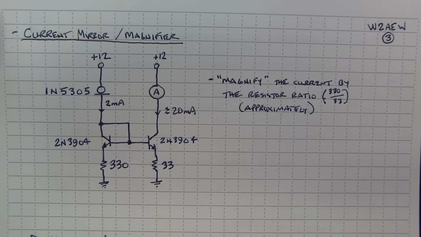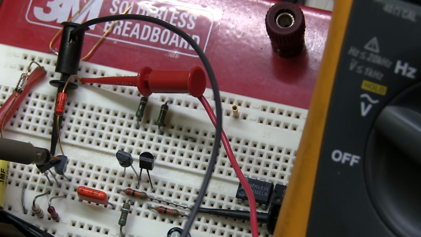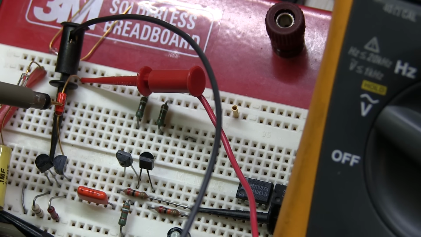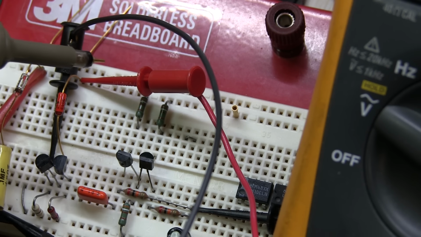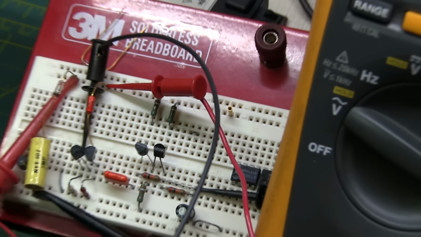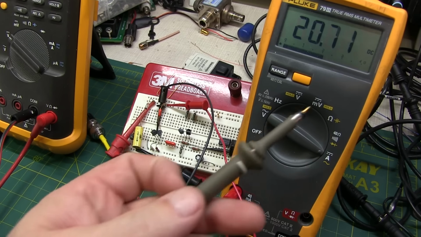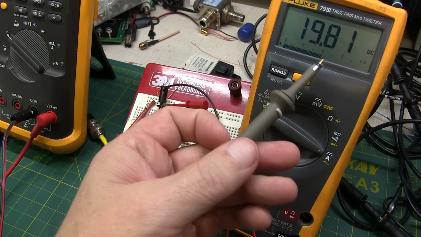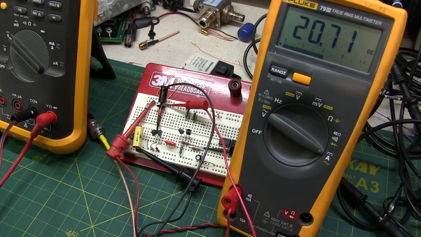Let's take a quick look at this on the proto board. So here's our 2 transistors. There's the 330 ohm resistor, the 33 ohm resistor, my 2 milliamp current regulator diode, and then these 2 are my connections to the ammeter. And if we zoom out, take a look at the ammeter, it's showing basically about 10 times the current, about 20 milliamps. So that's a simple current mirror, current magnifier circuit using a current regulator diode as the reference.